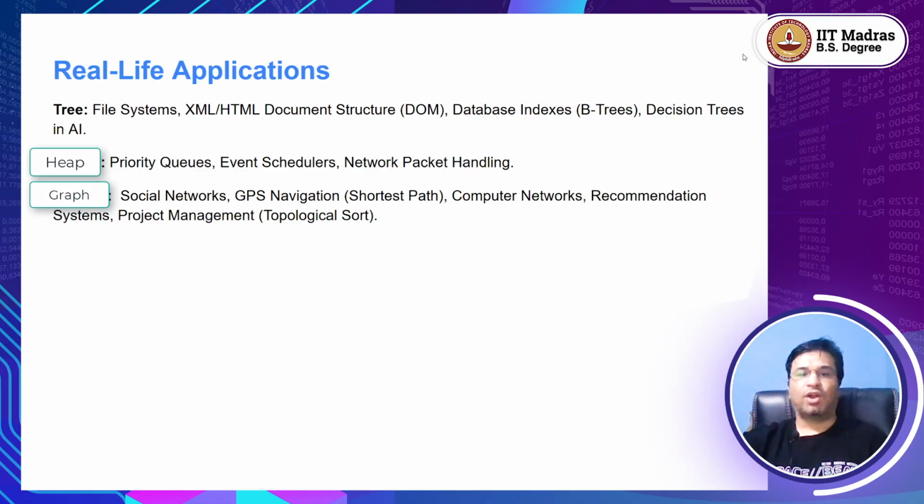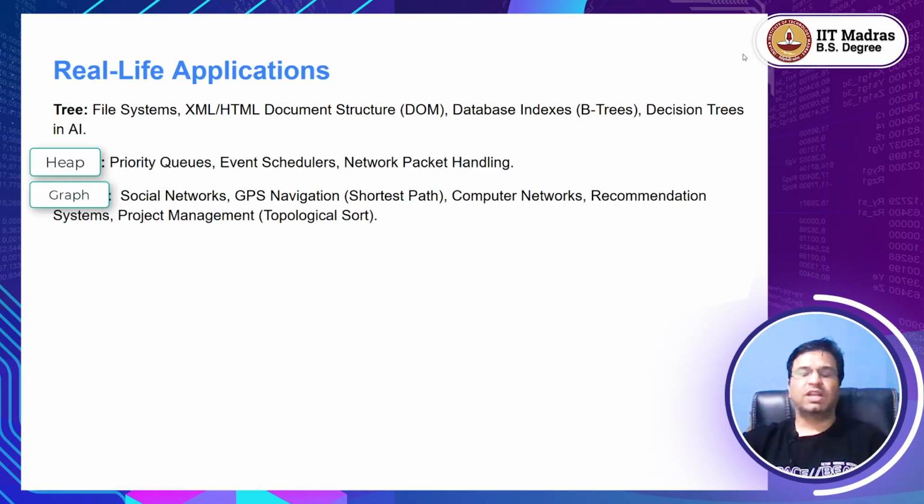For heap, priority queue. Heaps are the most common way to implement a priority queue, where elements are always dequeued based on their priority. For example, a task scheduler, where urgent tasks are handled first. Event schedulers. In operating systems or real-time applications, a heap can manage a list of events to be executed at a specific time, always prioritizing the next event. Network packet handling. Routers might use heaps to prioritize network packets based on urgency or type of service.